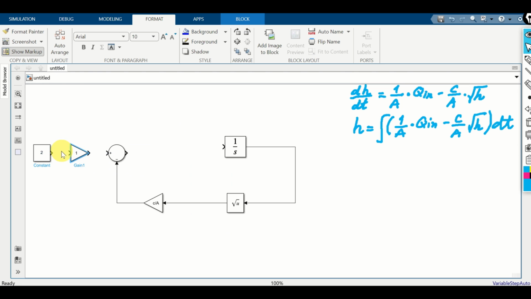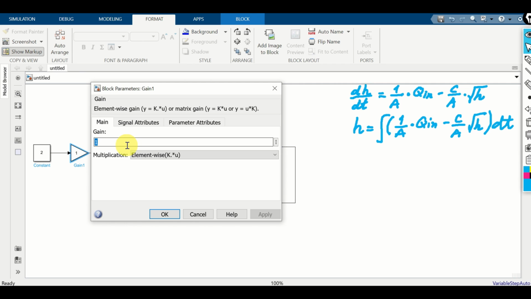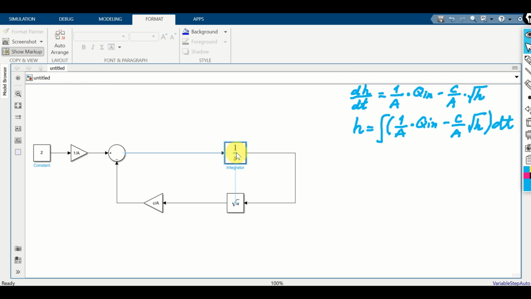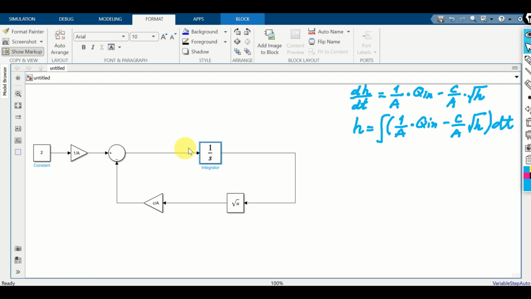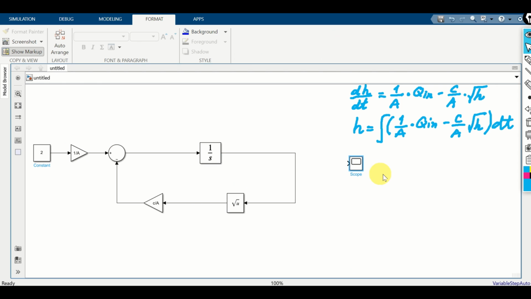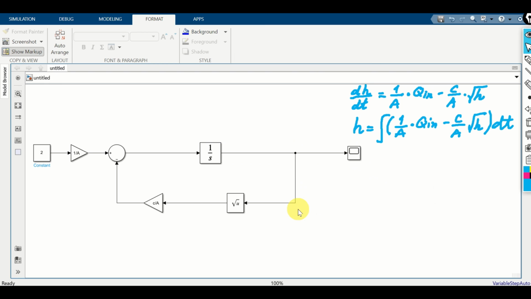Expand the gain, connect the proper ports, double-click on the gain, and type over here 1 over a. Here it is. Click OK, connect these blocks, this block and this block, double-click over here and search for scope, and connect the output to the scope. Perfect. Double check that everything is okay.